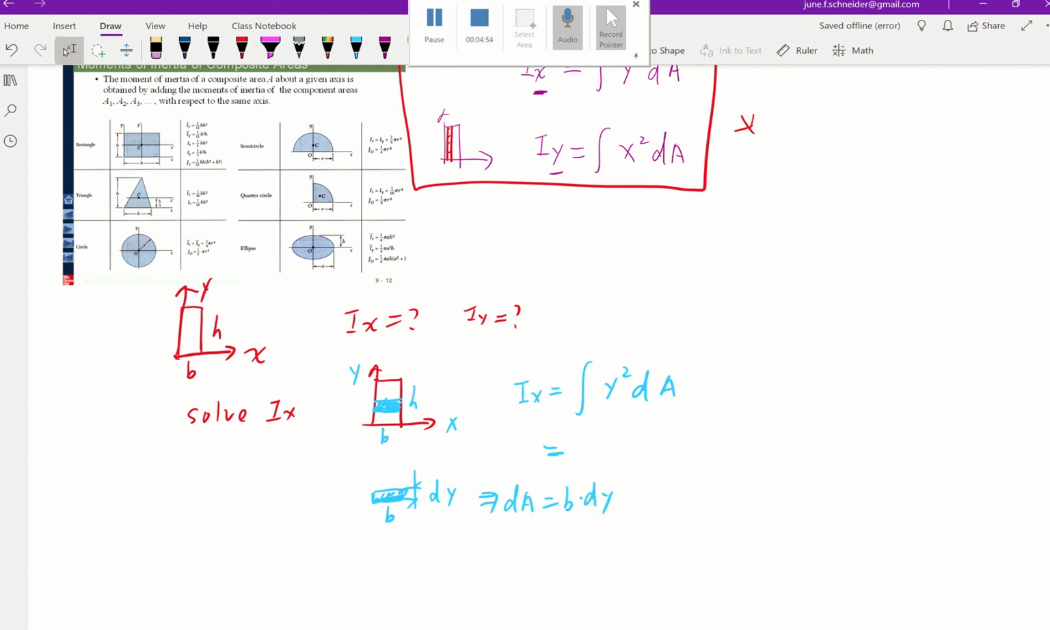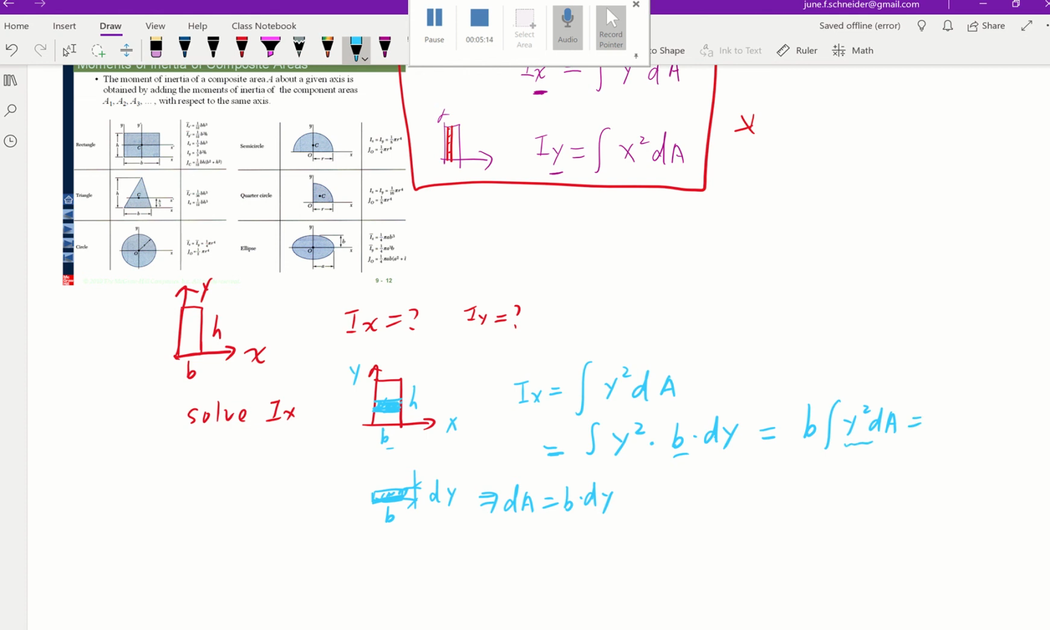Knowing that, plug into our formula. Ix is equal to the integration of y squared dA, and in this situation dA is b dy. Plug it in, and take the b out because b is the base, a constant. So we have b times the integral of y squared dy.